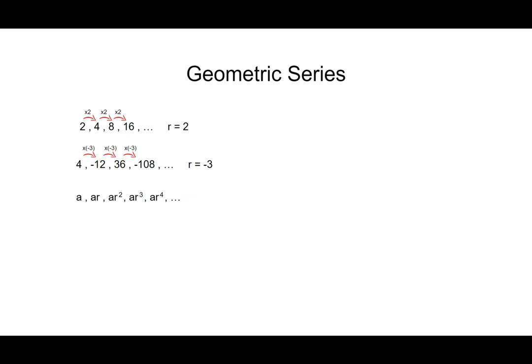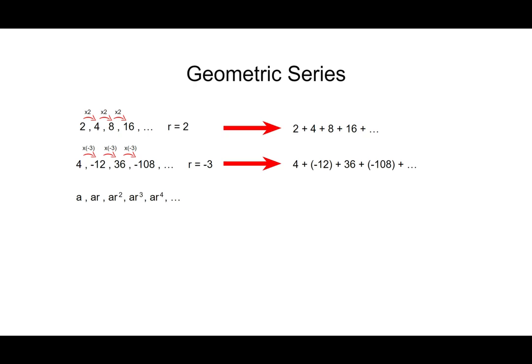And so in the geometric series, you take that geometric sequence and you add all the terms. Like in our first one, we would have 2, 4, 8, 16, that keeps going. But this time in the geometric series, you would actually have to add them. So 2 plus 4 plus 8 plus 16 keeps going since it's infinite. And then in our second one, you do the same thing: 4 plus -12 plus 36 plus -108.